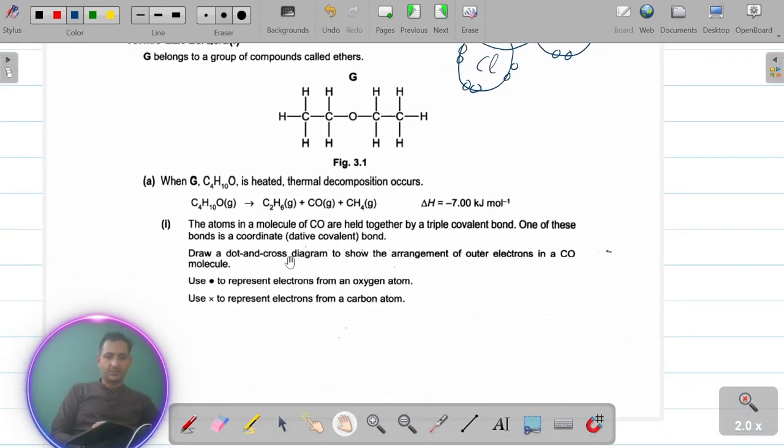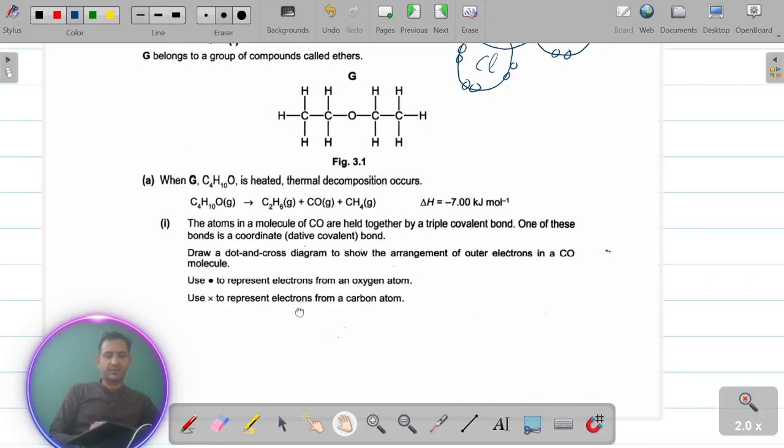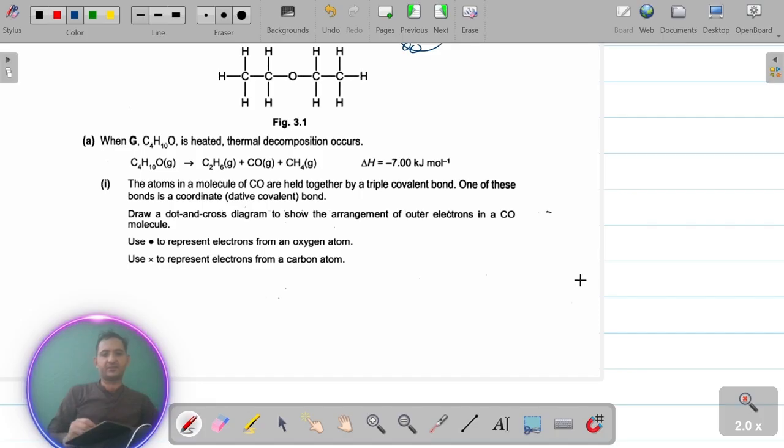The question is: draw a dot and cross diagram to show the arrangement of outer electrons in a carbon monoxide molecule. We already solved this question. Carbon monoxide is like this: a triple bond with the oxygen, with one lone pair of electrons here and one lone pair of electrons here.